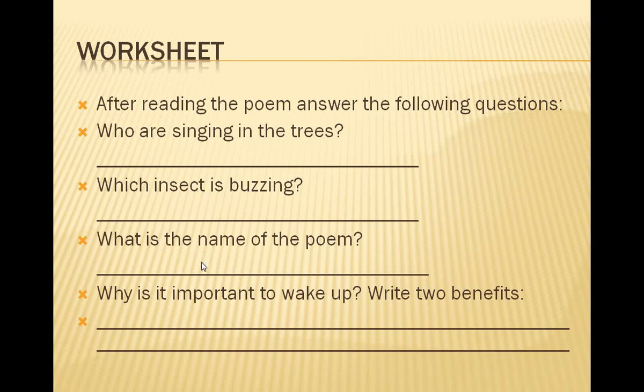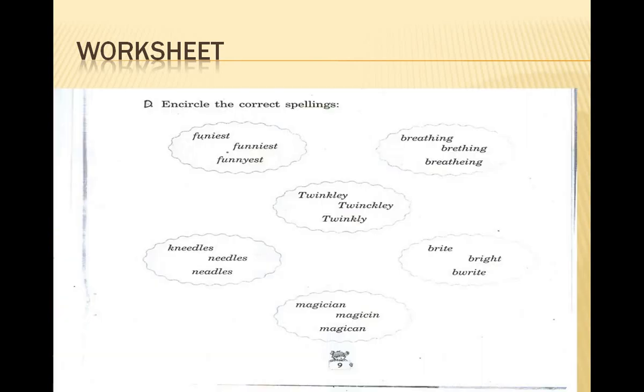And next is, what is the name of the poem? That is pretty much easy. And the last one is, why is it important to wake up? So you have to write 2 benefits on your own. 2 benefits of waking up early in the morning. What do you get when you wake up early in the morning? Okay. And the next worksheet is, circle the correct spelling.